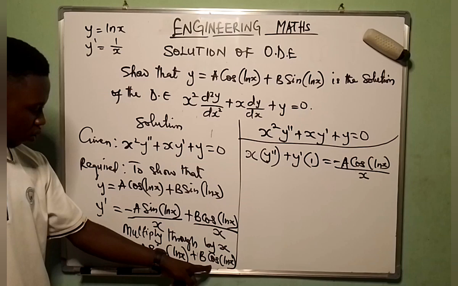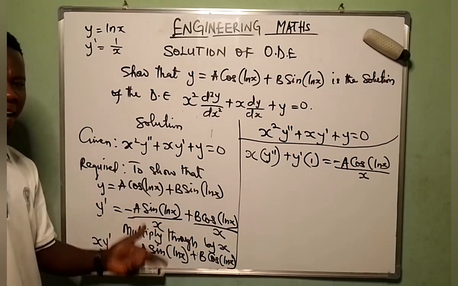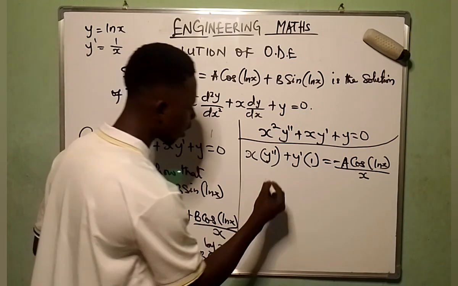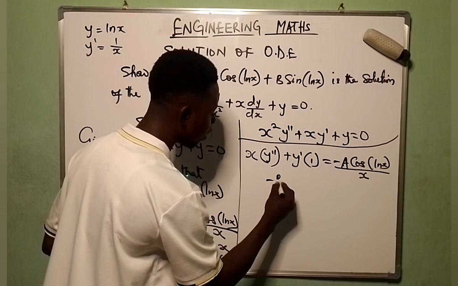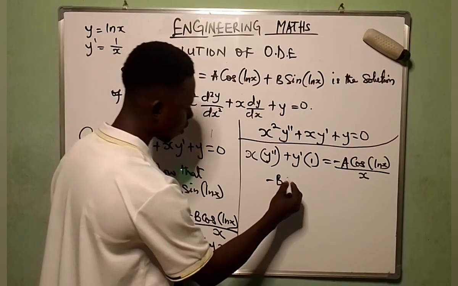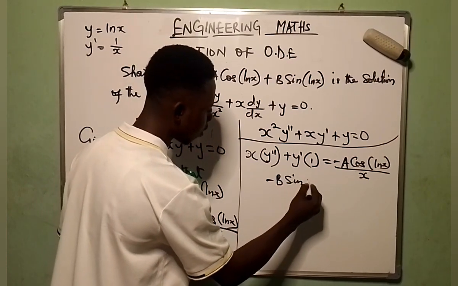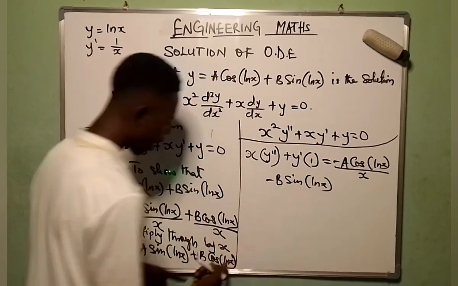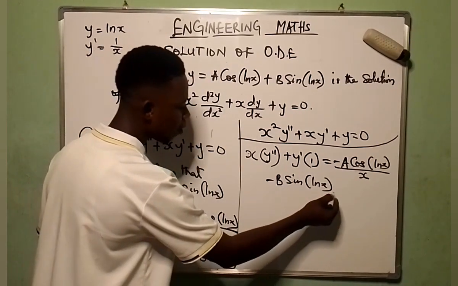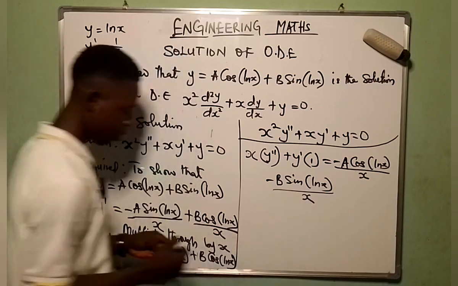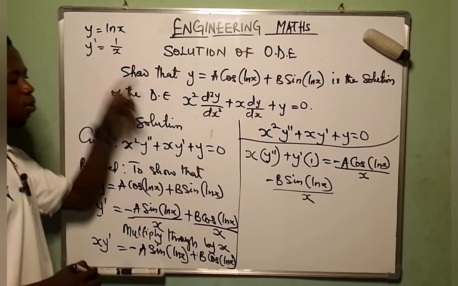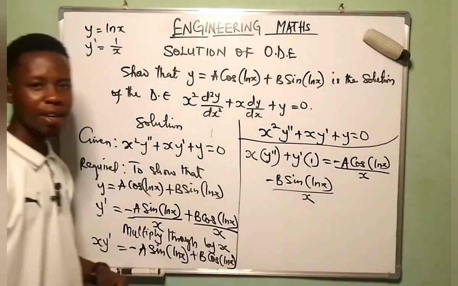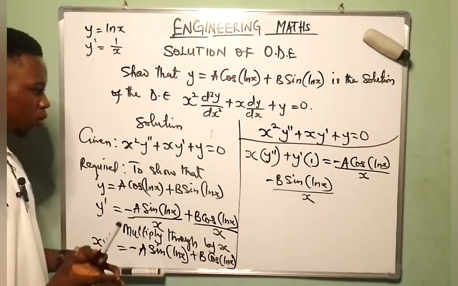Now we have plus b cos ln x. When you differentiate cos, it will turn to minus sine. So this will now give us minus b sine ln x. Now when you differentiate the ln x that is in the function, you will have 1 over x. When you multiply it, you have 1 over x.